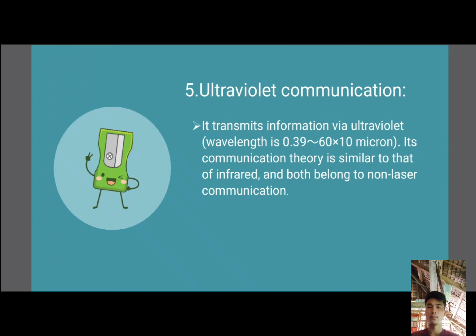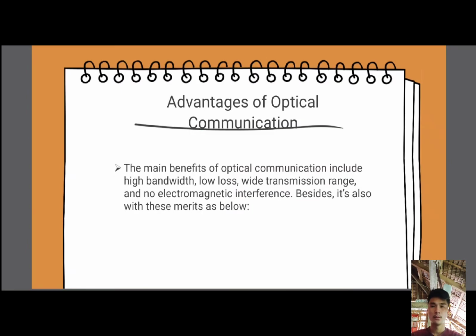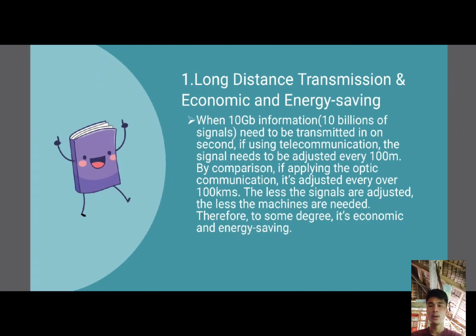It transmits information via ultraviolet. Its communication theory is similar to infrared, and both belong to non-laser communication. Advantages of optical communication: the main benefits include high bandwidth, low loss, wide transmission range, and no electromagnetic interference. Besides, it also has these merits: long distance transmission, and it is economical and energy saving.